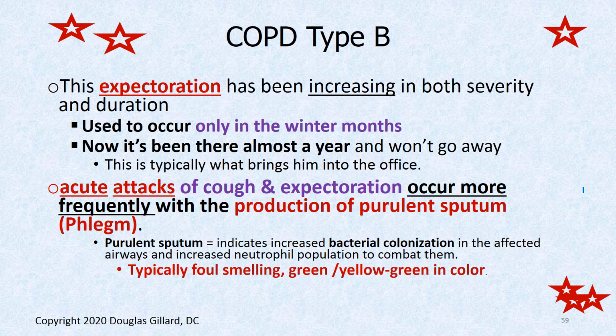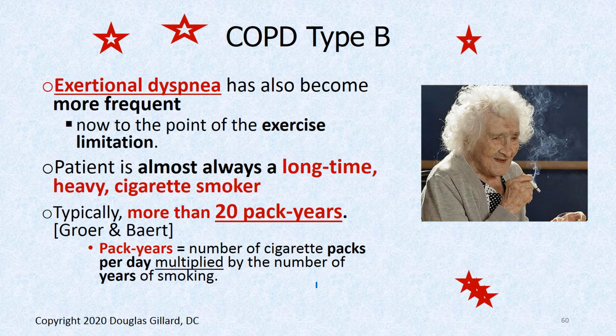They have chronic bronchitis, which is COPD. It's a classic presentation of that. And we said the phlegm is stinky, it's foul, it's green, it smells. That's chronic bronchitis. Exertional dyspnea is becoming more frequent with these patients as well. They're typically heavy smokers, typically more than 20 pack years of smoking.